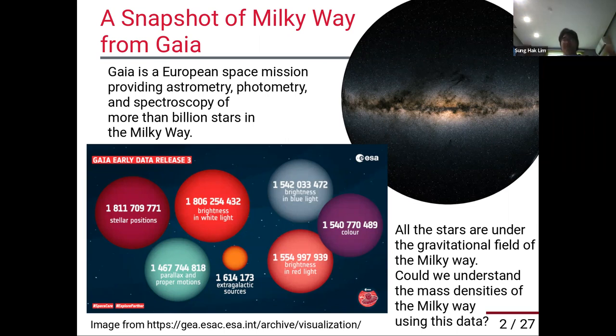In particular, one thing I got interested in was that since all these stars are moving under the gravitational field of the Milky Way, in principle, if you could utilize the kinematic information of each star in this data set, we could identify the gravitational field of the Milky Way, and also convert this into the mass density of the Milky Way. This is just a very quick idea, and we try to solve this problem using machine learning.